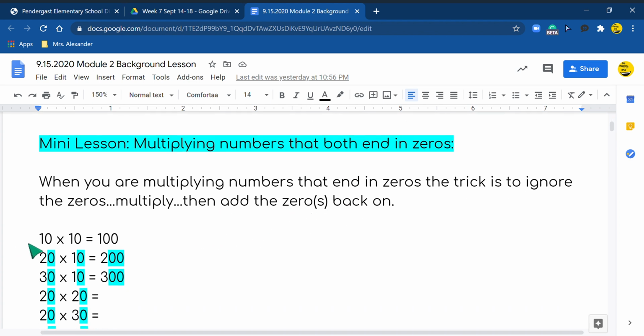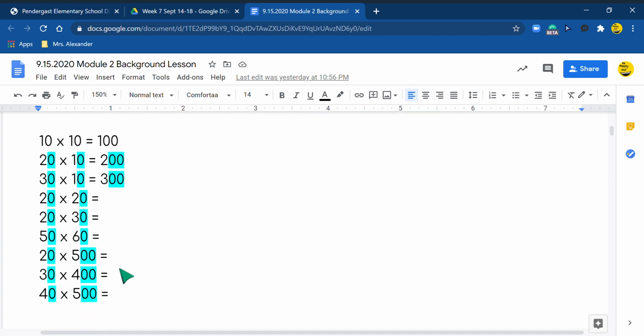So let's look at 10 times 10. You all know it's 100. So look at this. We have 1 times 1 is 1. And then look at the two zeros. We add the zeros on. So let's look at this one. 20 times 100. So we look at the 2 times 1 to get the 2. How many zeros do we have? 2. 30 times 10. Same thing. 3 times 1 is 3.